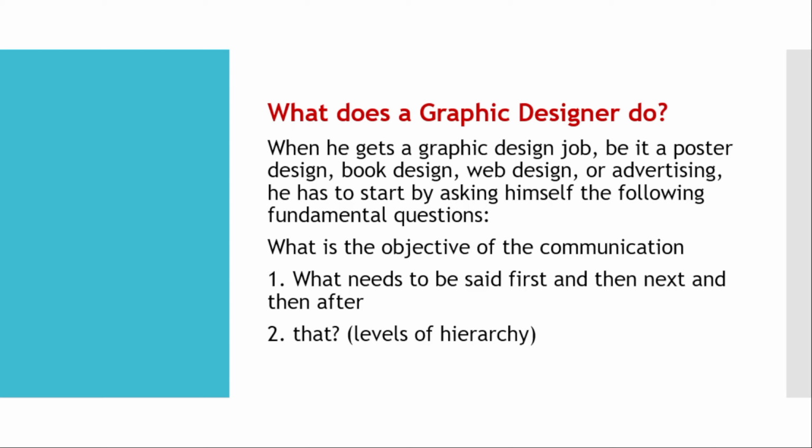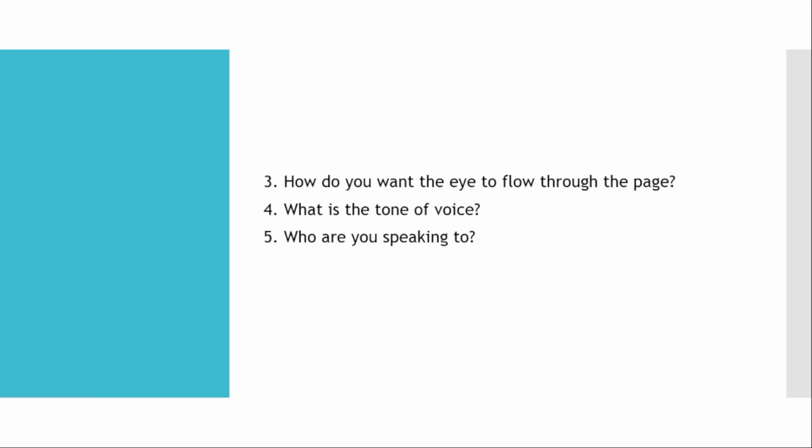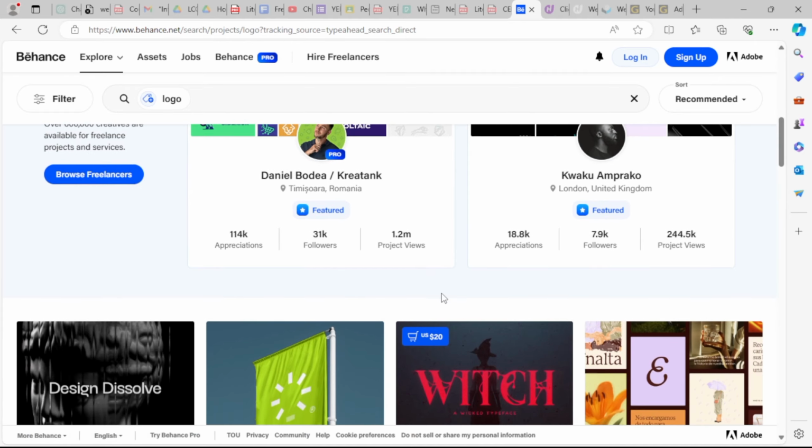Assuming you are given a job, the first thing to note is to sit down and configure what the design is really all about. What is the objective of the design? When you know the objective, the first question that should come to your mind as a professional graphic designer is what needs to be said first, then next, and then after that. The third question you have to ask yourself is, how do you want the eye to flow through the page? What is the flow through the page first? Or what did this line mean? Please, let's go back to our inspirational site, behance.net.